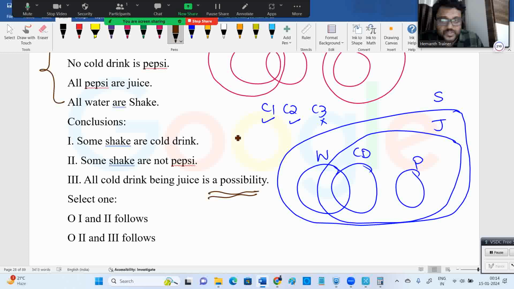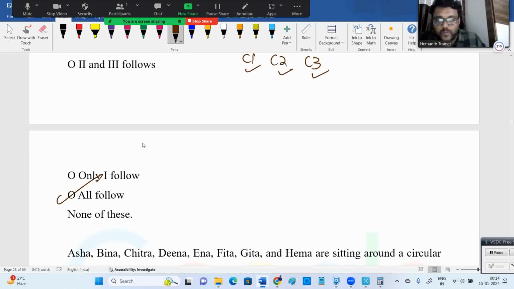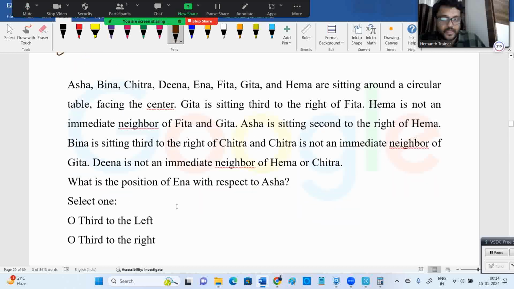First one, some shake are cool drinks. Yeah, some part of shake are cool drinks. Some shakes are not Pepsi. This is shake area, not in Pepsi, correct? All cool drinks being a juice is a possibility. Possibility means if one diagram is satisfied, we should consider it. So all follows here. That's what possibility means.